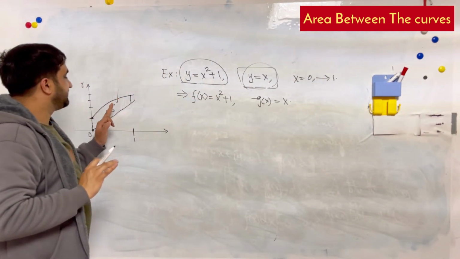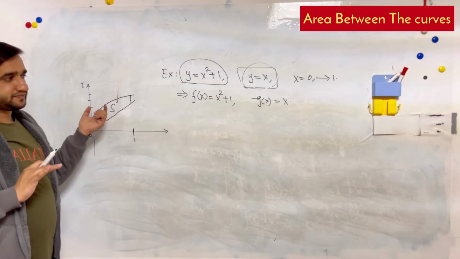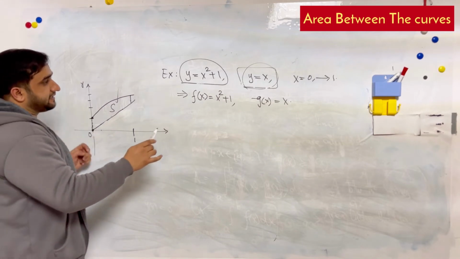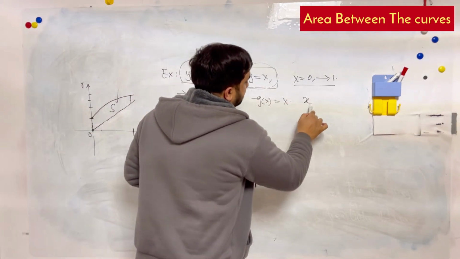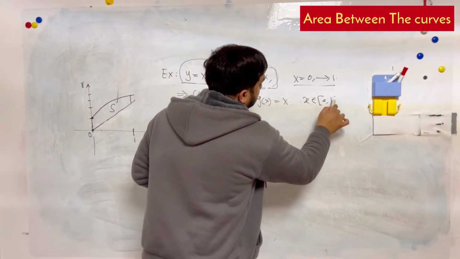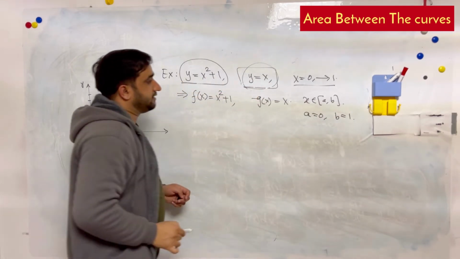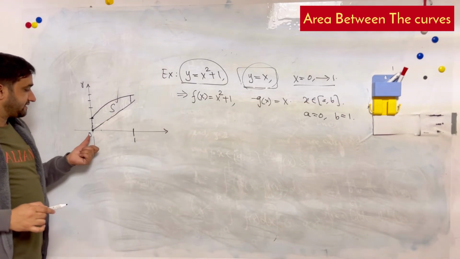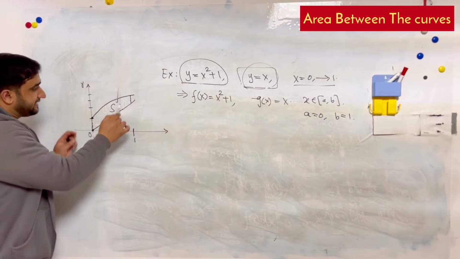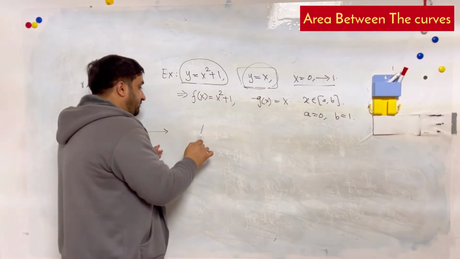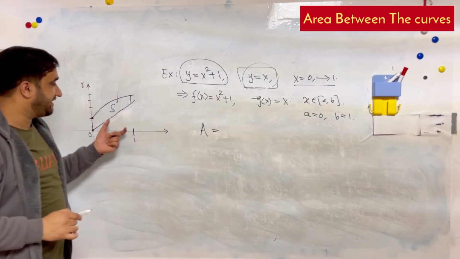So x approaches 1 is the interval. Actually, this is the interval AB. So my A is 0, B is 1. Now that is here, x0, x1. So only this region. The formula says to calculate the area under this region.